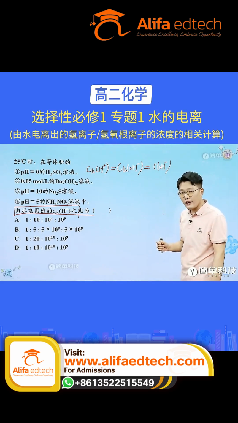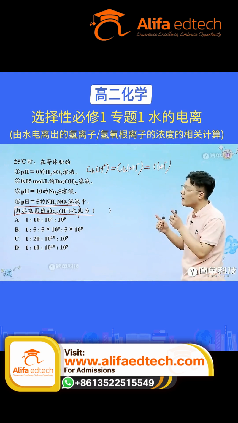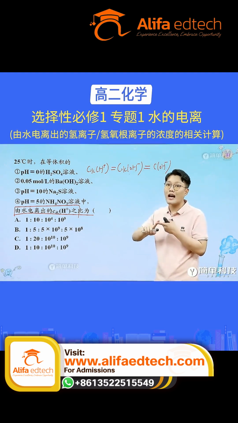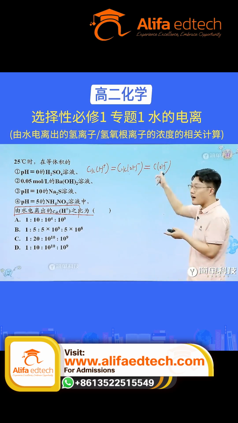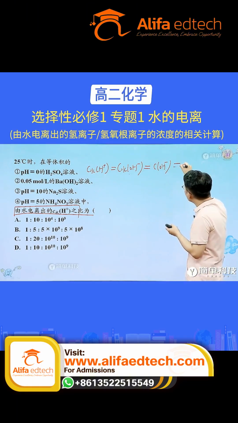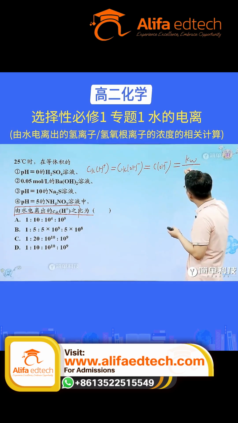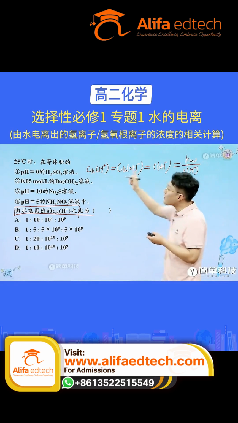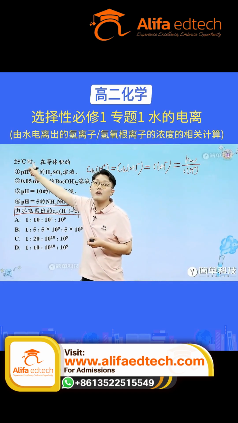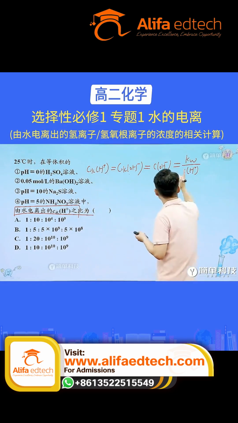Use Kw. Pay attention. The critical concept in this lesson is Kw, water's ion product. It equals the product of hydrogen ion and hydroxide ion concentrations. I need hydroxide, so you must think to use water's ion constant divided by hydrogen ion concentration. Water's ion constant is 1x10^-14. The key is how to find hydrogen ions.